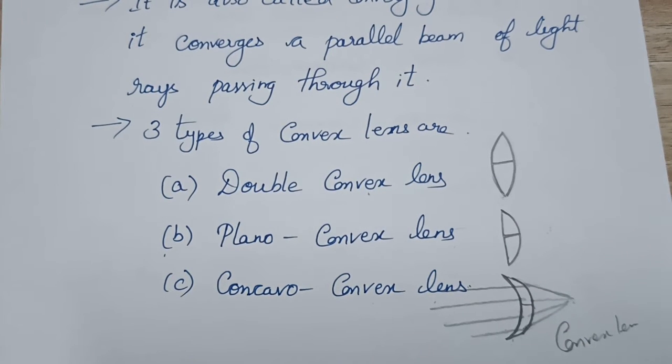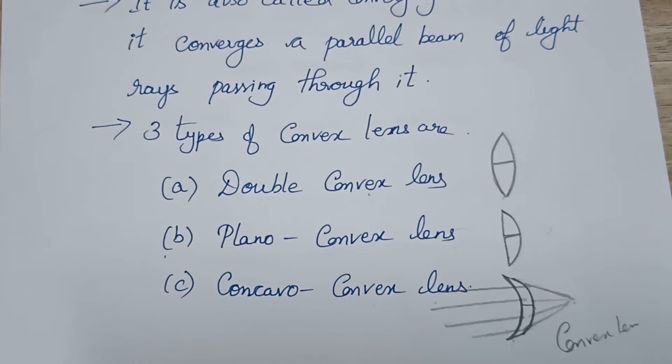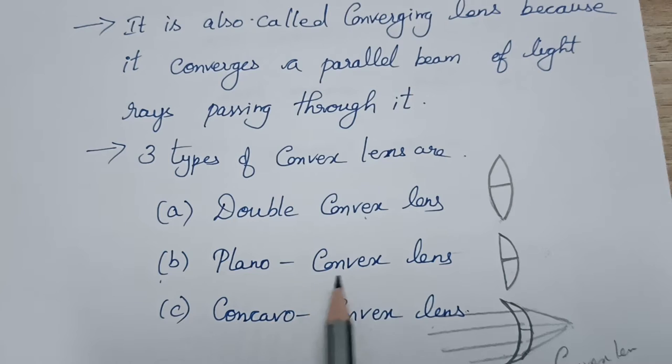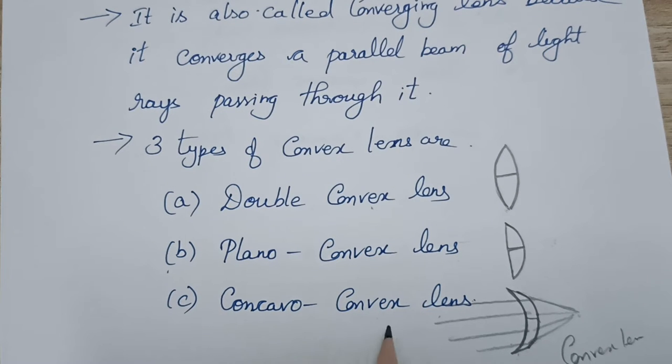Clear on this? What is meant by a convex lens? A convex lens is a lens that is thick at the middle and thin at the ends. It is otherwise called a converging lens because it converges the parallel beam of light rays when it passes through it. What are the three types of convex lens? Double convex lens, plano convex lens, and concavo convex lens.